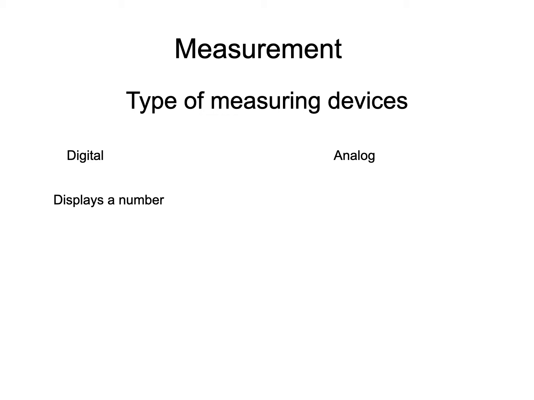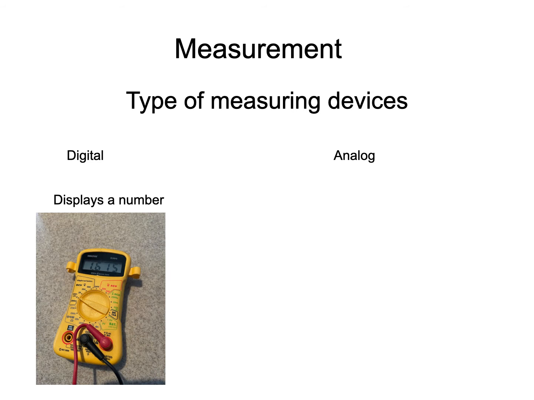A digital device displays a number, such as this multimeter, which is showing the number 1.615. The dial on the instrument indicates that a voltage is being measured, so the number is 1.615 volts.